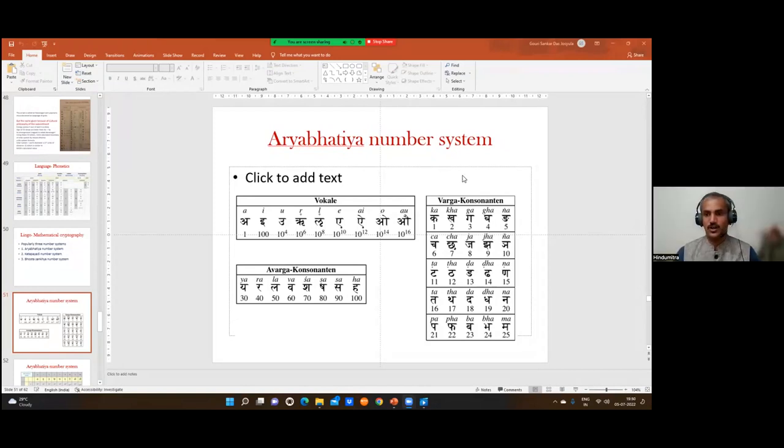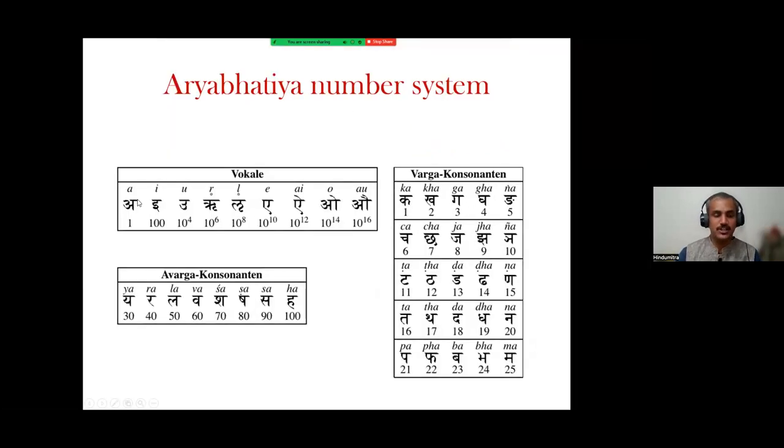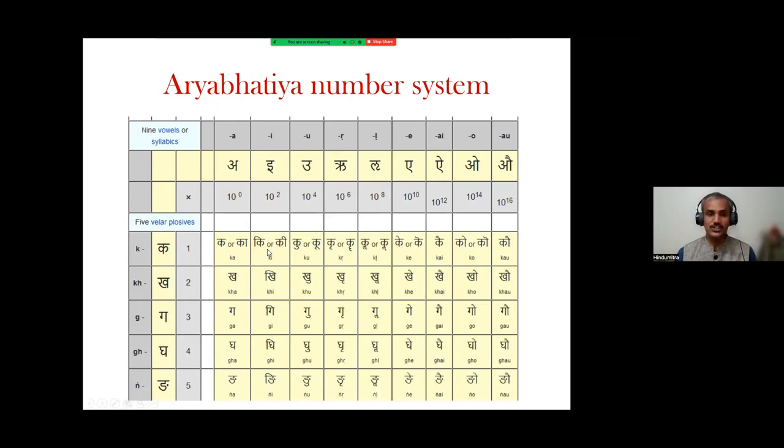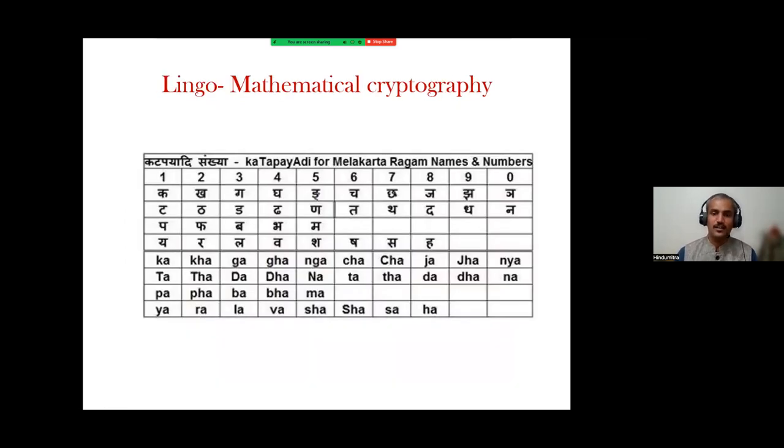All right, so Katapayadi, so the ingenuity of the Aryabhatta system is each swar has an exponent of 10 arranged in this fashion, and the yara lava has 30, 40 and numbers given in this fashion, and the varga, the vyanjan part of it, has given numbers like this. So what it does is, if you want to write any huge number, you can just write it as ki. Ki just means 1 into 10 power of 2. Or k means 2 into 10 power of 12. Or if you write a huge number like 10 to the power of 14 or 16, you just write it as ghe. So that's the ingenuity of the Aryabhatta system, which gives fluidity in using any huge numbers.